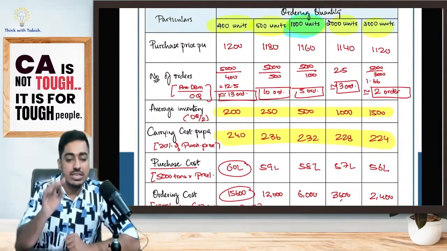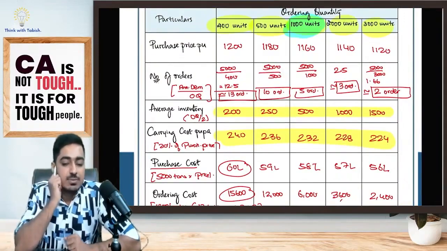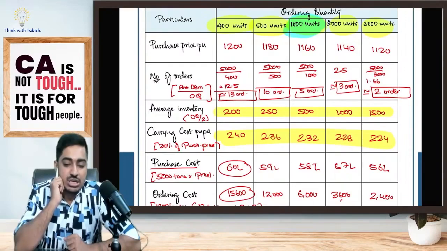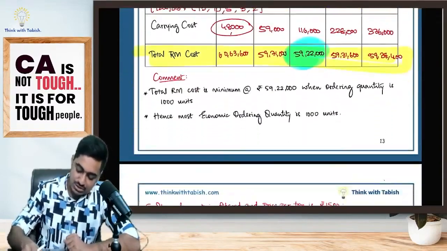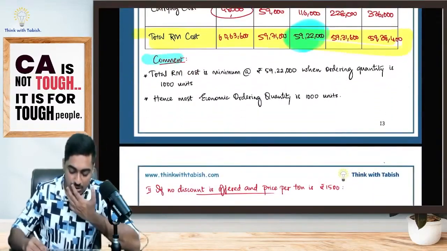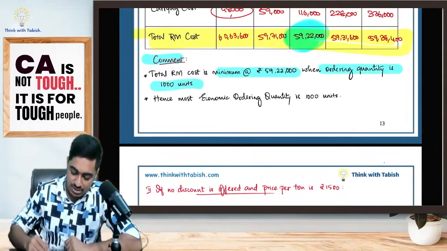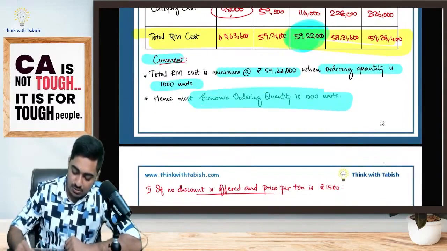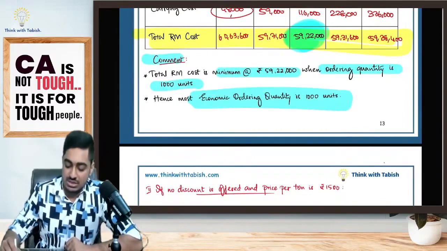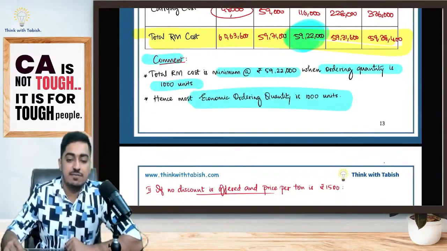That means tell me what is the best option available for me. What is the most economic order quantity? Tell me, my dear students. It is going to be 1,000 units. Yes or no? So I have given the comment. Total raw material cost is minimum at 59 lakh 22,000 when the ordering quantity is 1,000 units. Hence the most economic ordering quantity is 1,000 units. Is this clear, everyone? Yes or no?